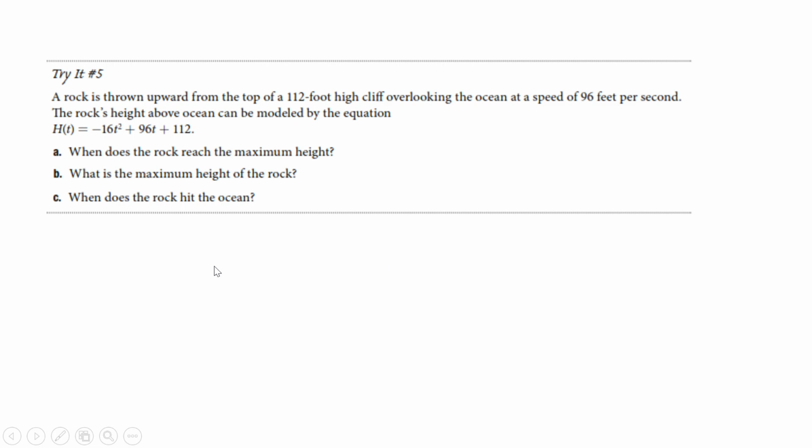Okay, so we've only got one more here. Let's try this one. Pause if you want to try it on your own. This is upside down because of the negative, so this is going to allow us to do a maximum problem. Well, when does the rock reach the maximum height? That's looking for the t, which happens to be h. So we're looking for the h of the vertex.